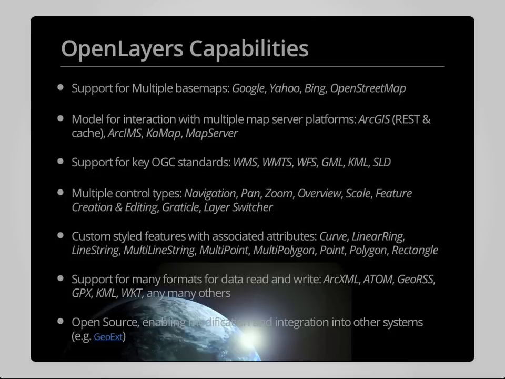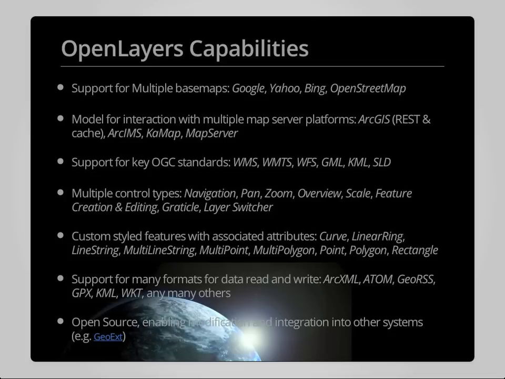Another capability of the OpenLayers JavaScript framework is it is designed to be able to interact with a wide variety of map server platforms. So while the base maps are provided through the APIs provided by, say, Google, Yahoo, Bing, or OpenStreetMap, there are some lower level map servers that OpenLayers can also interact with and use as the source for data or map images that are delivered into the OpenLayers framework.